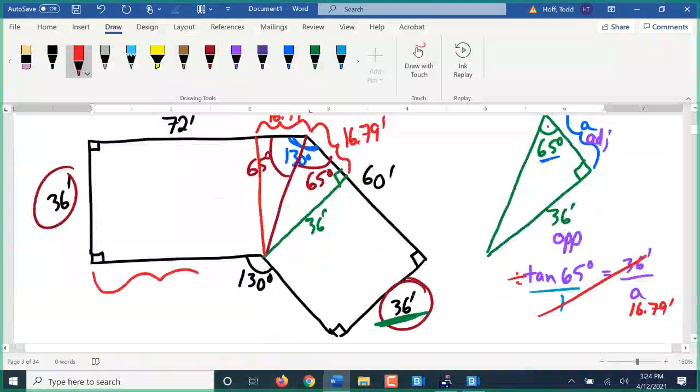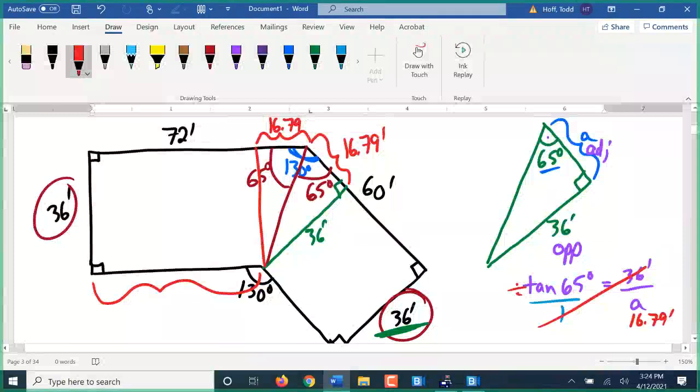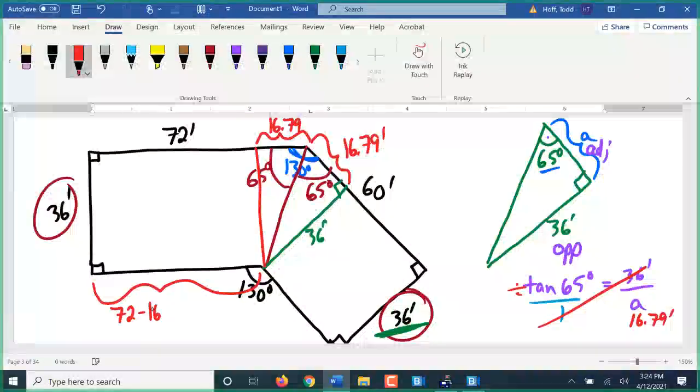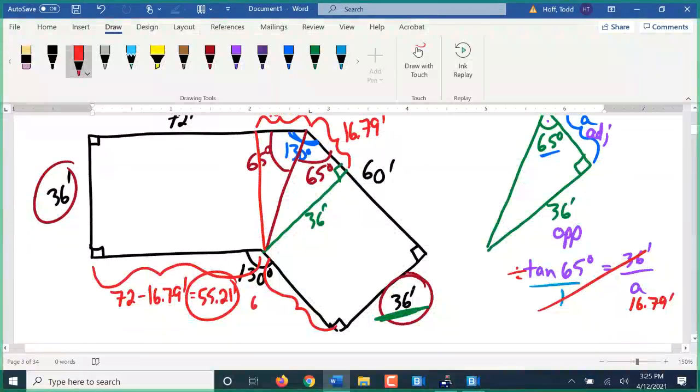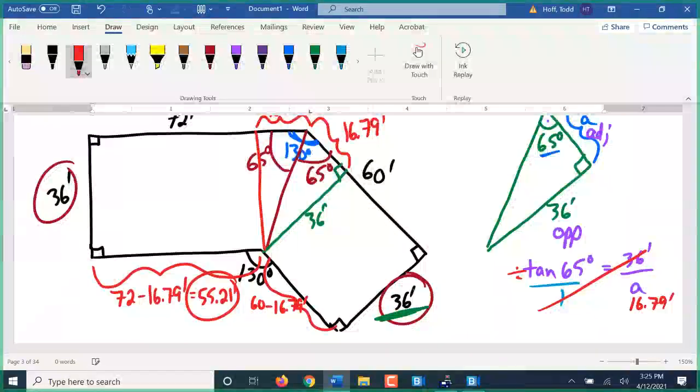Does that tell me about this distance right here? Yeah. 72. 72 minus this 16.79. We got it. 55.21 feet. How's about this one over here? Minus 16.79 gives 43.21.